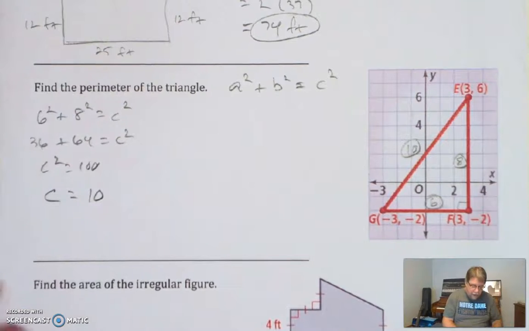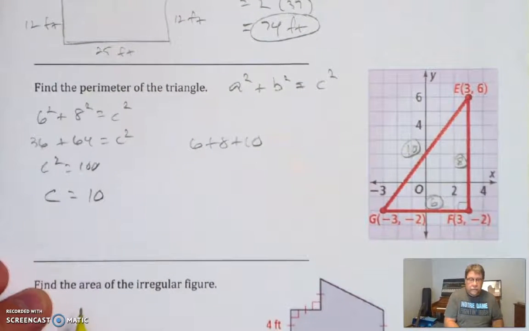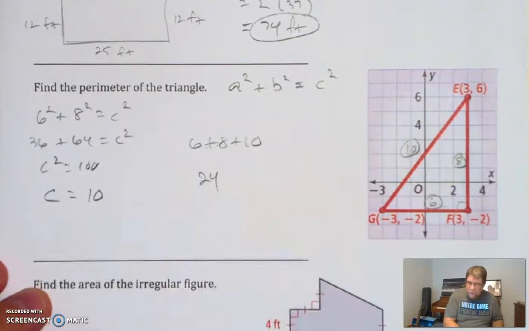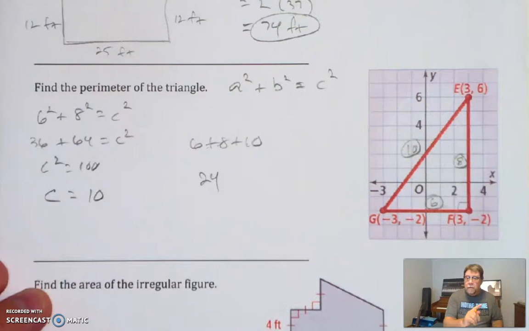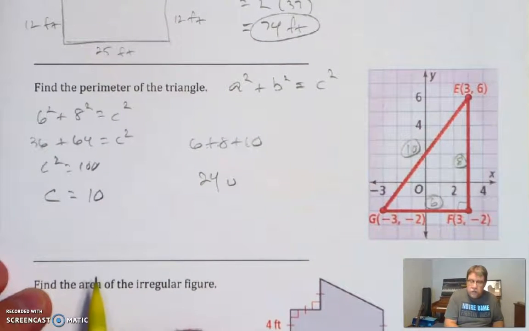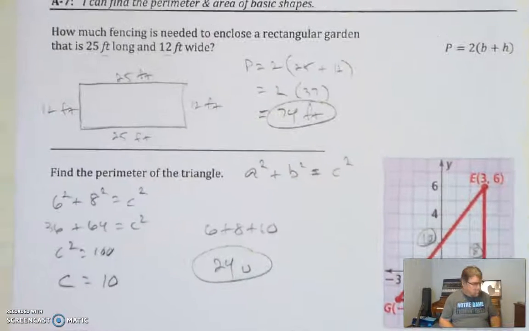I just now need to add all these distances together. 6 plus 8 plus 10. 6 plus 8 is 14. 14 plus 10 makes our final answer 24. But remember, we have to put a unit in here. When there is no unit, we should use the word unit or just a U to represent unit. And there's your two examples for your perimeter.